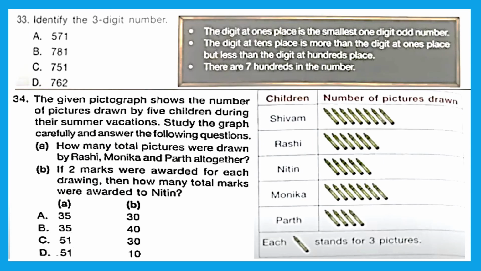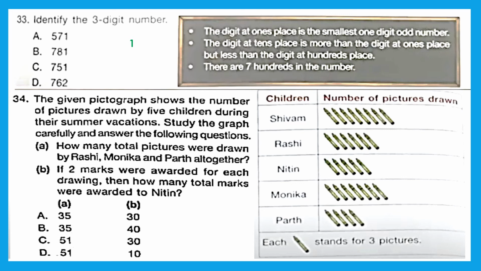Question 33. Identify the three-digit number. So we have some clues and we have to identify the number. The digit at ones place is the smallest one-digit odd number. Do you know which one is the smallest one-digit odd number? That is 1. So now we have got our ones place value, that is 1.